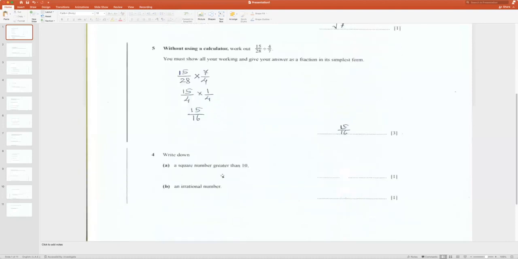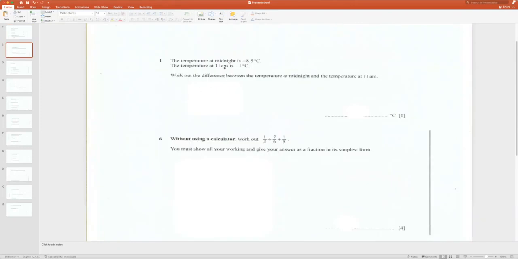Write down a square number greater than 10. So we know the square numbers. 2 squared means 4, 3 squared 9, 4 squared 16, 5 squared 25, like that. The square number greater than 10, we can take 4 squared. 4 squared means 16. And an irrational number: we know root 3, root 5, root 7, and also we can write 5 as an irrational number.